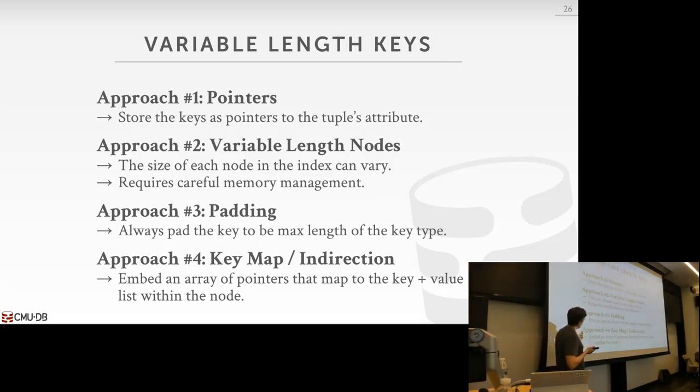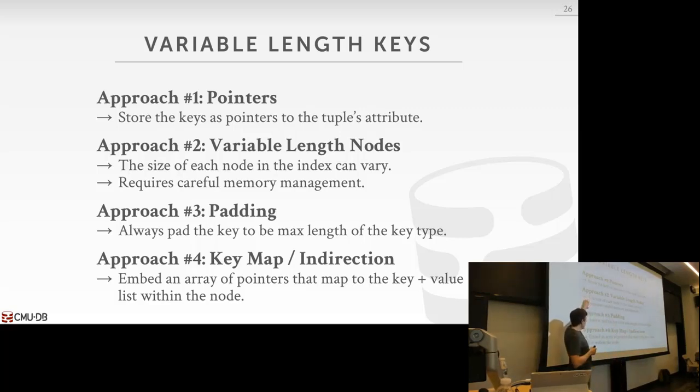The next option is to have variable length nodes. This basically allows the size of a node to vary based on what's stored in it. But we said this is a bad idea because we want our page sizes to always be the same in our buffer pool and on disk, so we don't have to worry about the bin packing problem of deciding how to find free space to put in what we want to store.